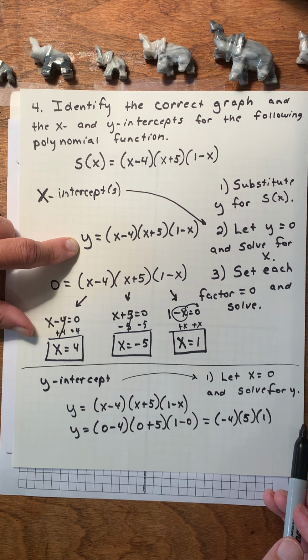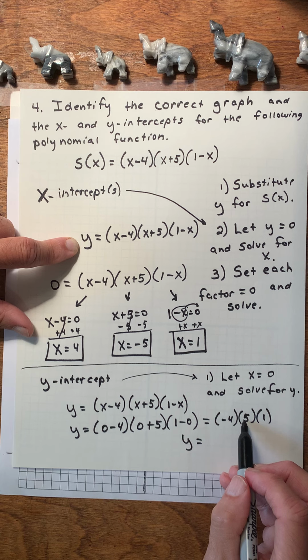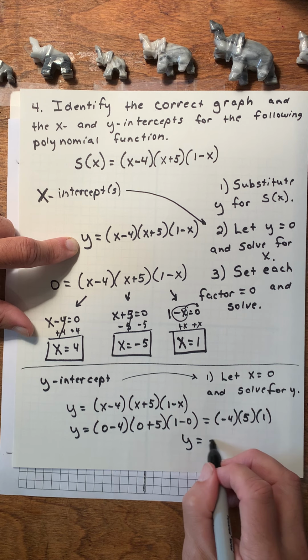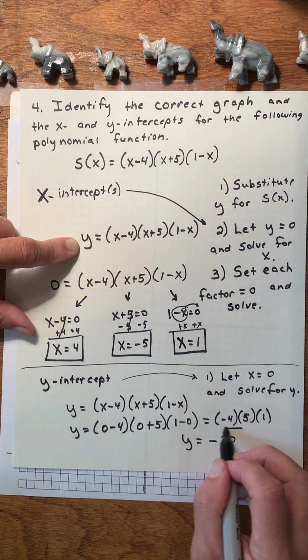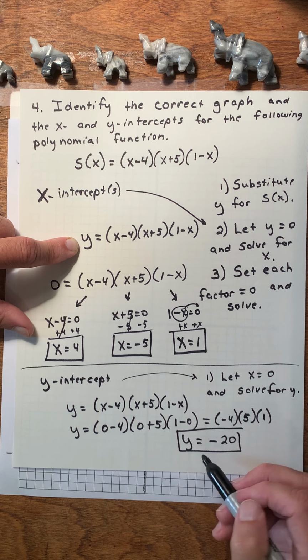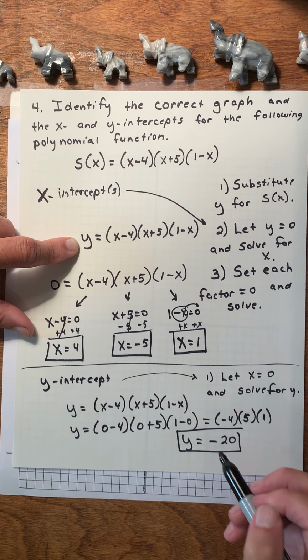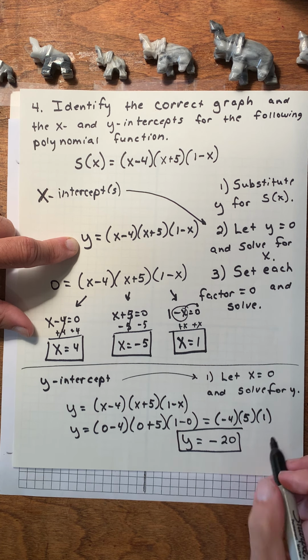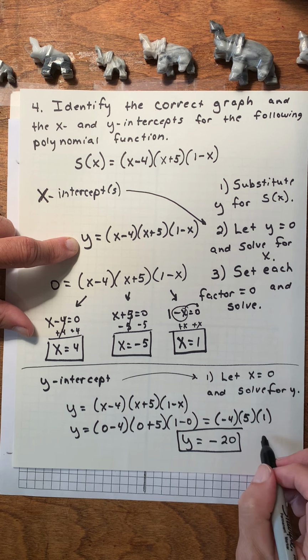Guess what y is? Negative 4 times 5 is negative 20, times 1 is negative 20. So where this curve is going to intersect the y-axis is at the point (0, -20).